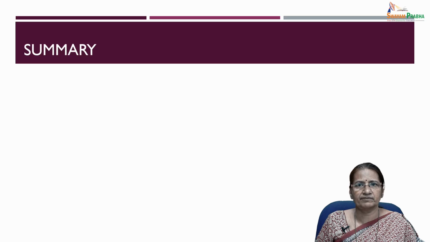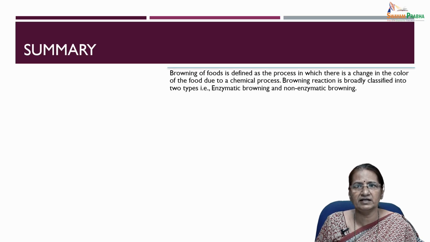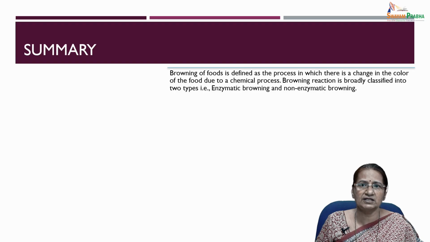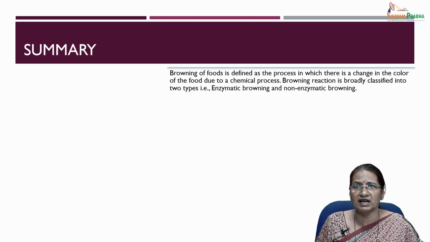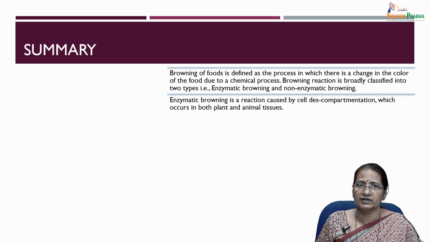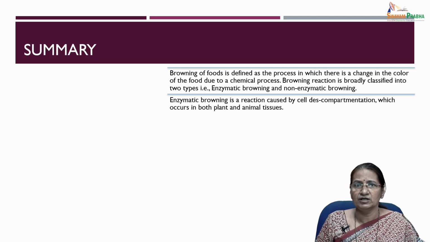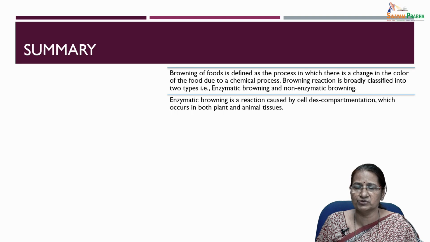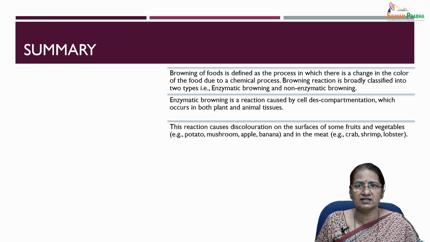Now let us summarize. Browning of foods is defined as the process in which there is a change in the color of food due to a chemical process. Browning reaction is broadly classified into two types, enzymatic browning and non-enzymatic browning. Enzymatic browning is a reaction caused by cell decompartmentation, which occurs in both plant and animal tissues. This reaction causes discoloration on the surfaces of some fruits and vegetables, for example, potato, mushroom, apple, banana, and in meat, for example, crab, shrimps, lobsters.